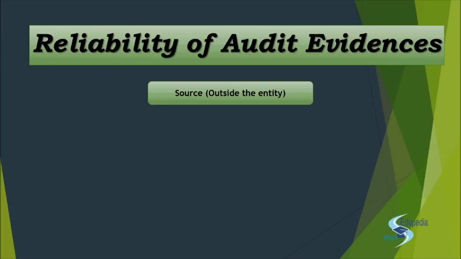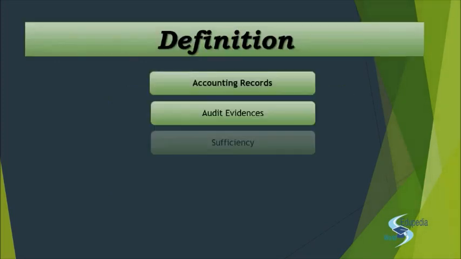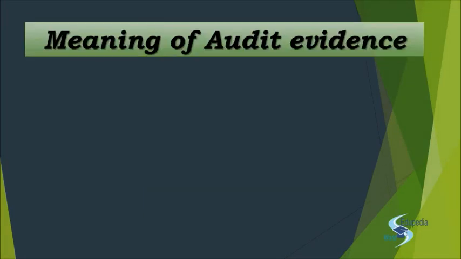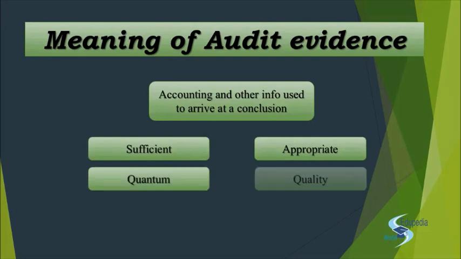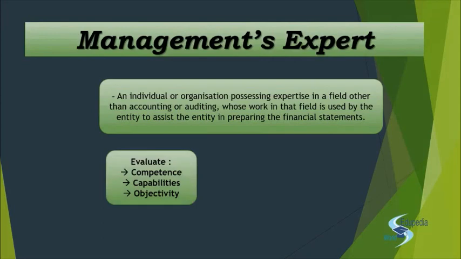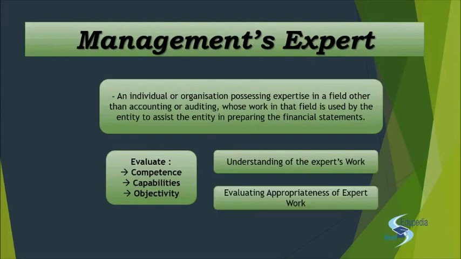Right? So if we have a brief recap of the entire essay, then what are the things we have seen? We have seen the objective, design, perform and the audit procedure, significant appropriate audit evidence, reasonable conclusion and opinion. Then you have 5 definitions: audit record, audit evidence, sufficiency, appropriate and management expert. Audit evidence is accounting and other information used to arrive at the conclusion, with basic content being appropriateness and sufficiency. Sufficient is quantum, appropriateness is quality. Management's expert, you know who the expert is. What you need to check: evaluate the competence, capability and objectivity, and understand the expert's work, and also evaluate the appropriateness of that expert's work.